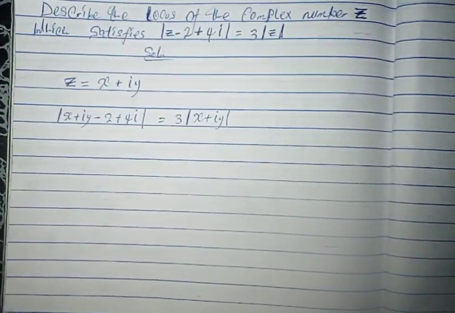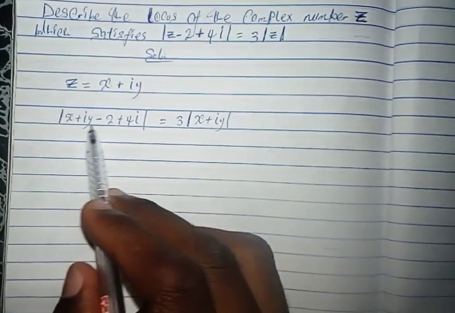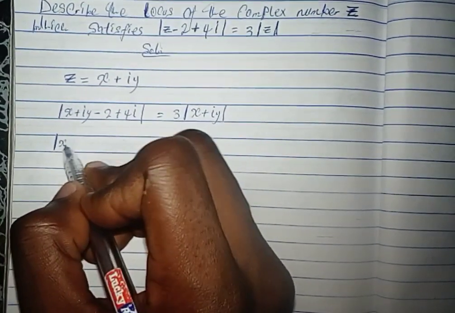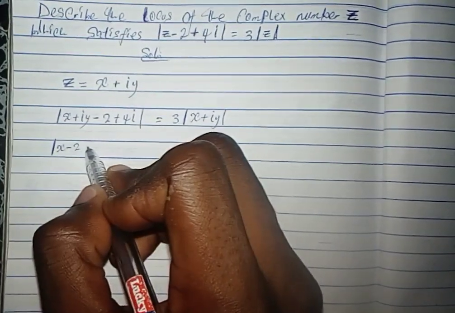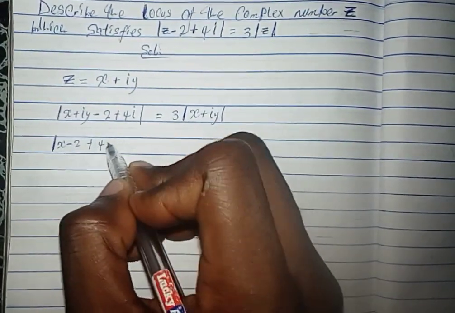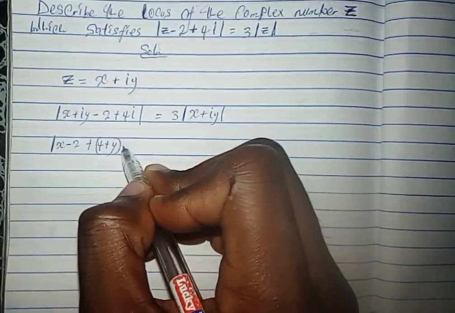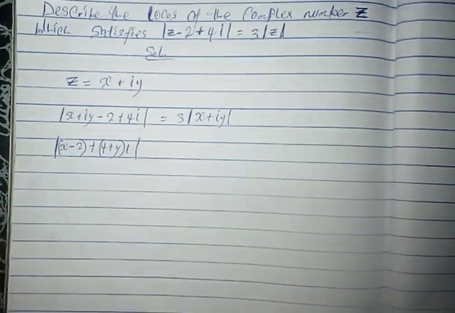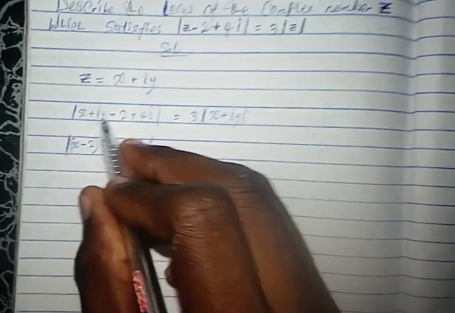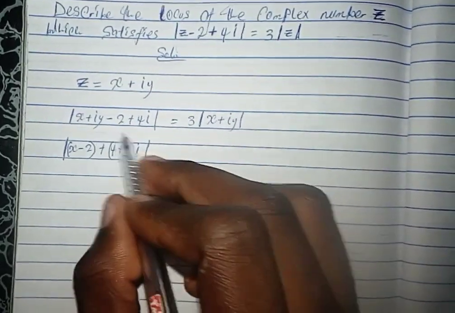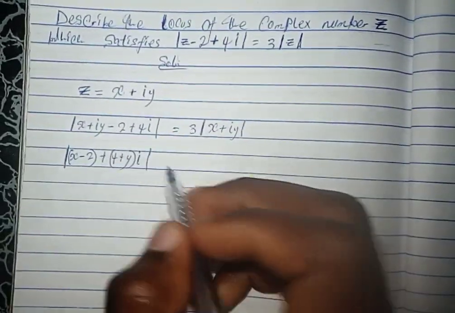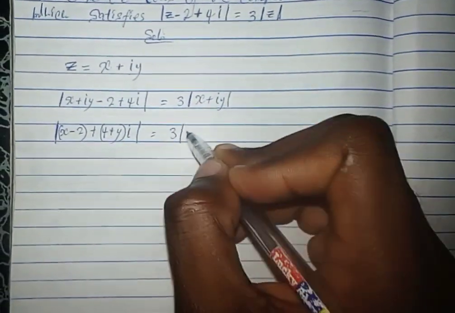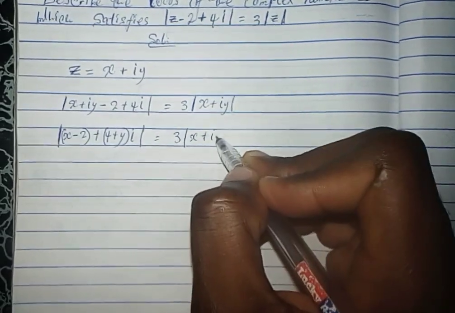Now I want to group those with the x, and the ones with the real number, I take them to one side. (x minus 2) plus (4 plus y)i. Then I can bring out my i and put my modulus back. I grouped this and factored out i, and I got 4 plus y, and this is equal to 3 times the modulus of x plus iy.